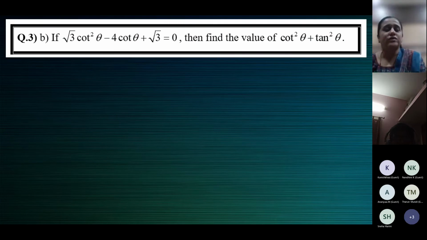So here, if root 3 cot square theta minus 4 cot theta plus root 3 is 0, then find the value of cot square theta plus tan square theta. So now you can make out, you cannot use a right triangle here, because you do not know the value of any trigonometric ratio of theta.